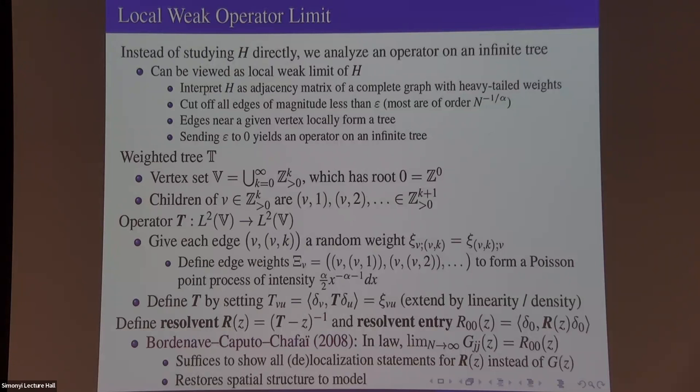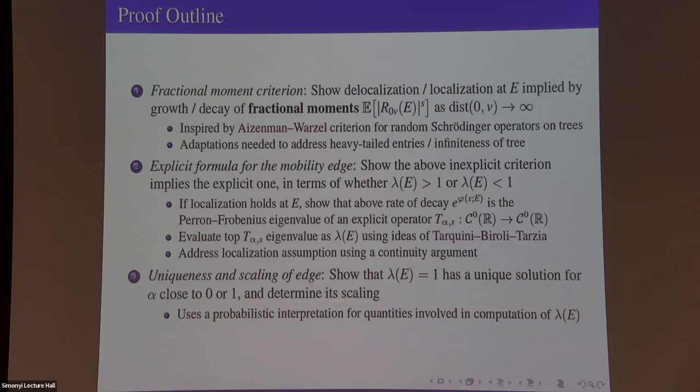Okay, so now the proof outline will be as follows. There will be three somewhat distinct steps. The first is to prove a fractional moment criterion, which is to show that delocalization and localization of my operator at some point E is implied by either the growth or decay of a certain type of fractional moment. That looks like this.